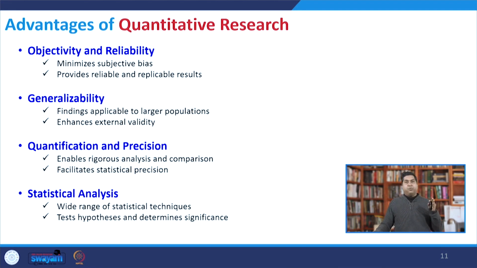Now, advantages of quantitative research. Objectivity and reliability: in this case the quantitative research approach minimizes subjective bias. It provides reliable and replicable results because it is based on empirical data. We also talked about generalizability. In this case findings are applicable to a larger population as well, which enhances the external validity.